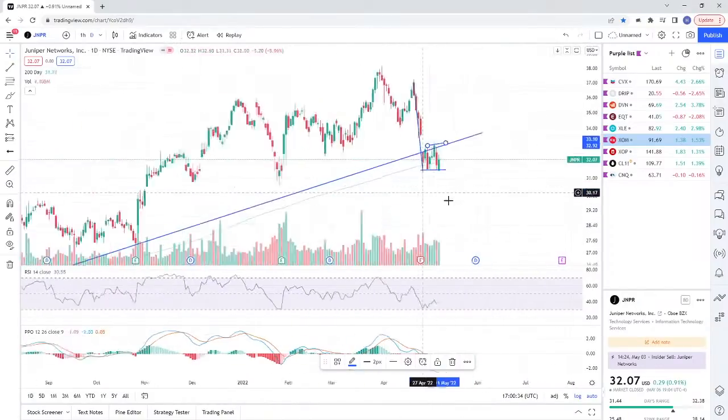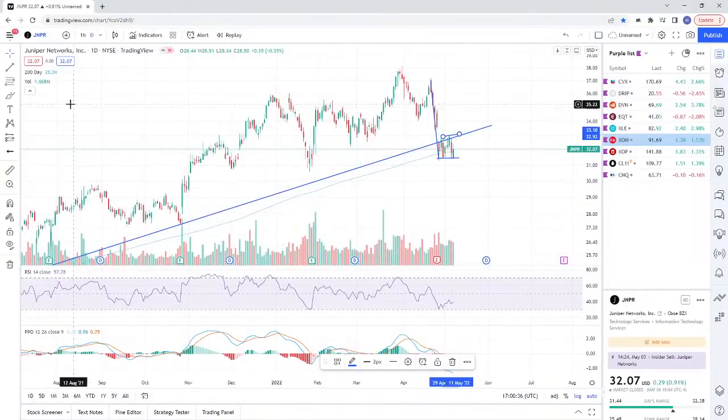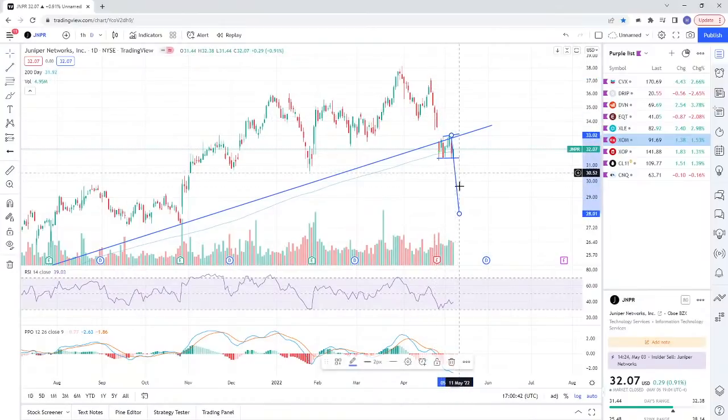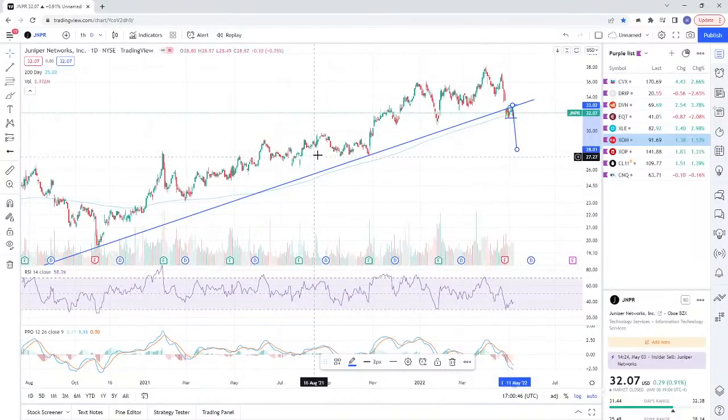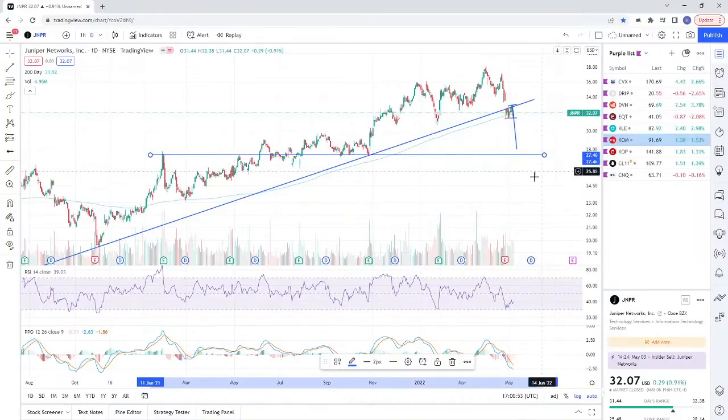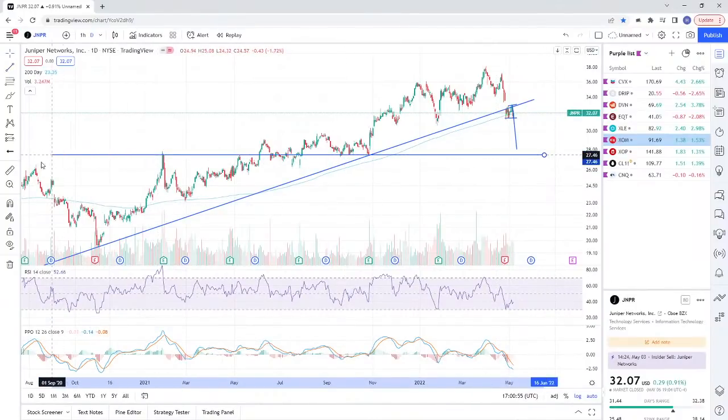So you probably break to the downside of this flag, and then what you want to do here is take the original flagpole and mark it out like that, which would project the target down to about 28. And we got some support right there. Okay, that would be my target on this one.